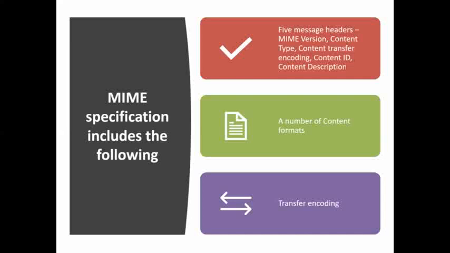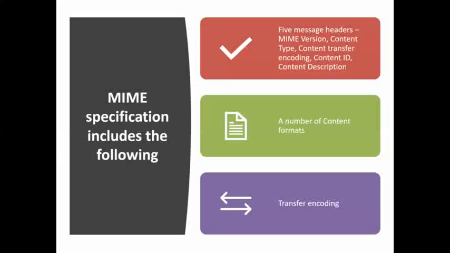Then content transfer encoding gives the representation of the data, either in terms of 7-bit ASCII code, 8-bit ASCII code, and so on. So it provides reliable delivery across the largest range of environments. That is content transfer encoding.